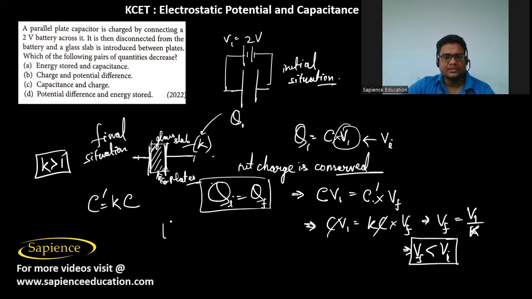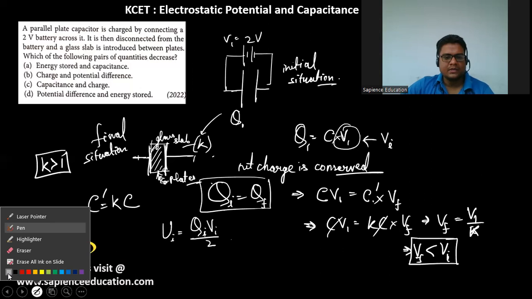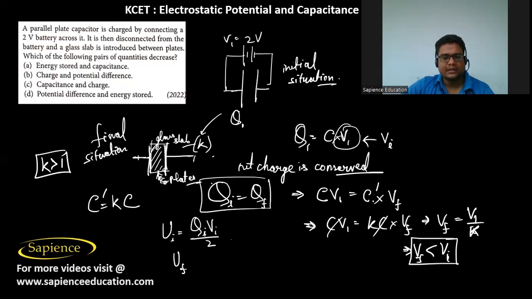So the initial energy stored will be equal to Q initial into V initial by 2, and the final energy stored will be Q final into V final by 2. Now Q final and Q initial are the same, but V final is less than V initial. So obviously we can say that the final energy stored will be less than the initial energy stored.